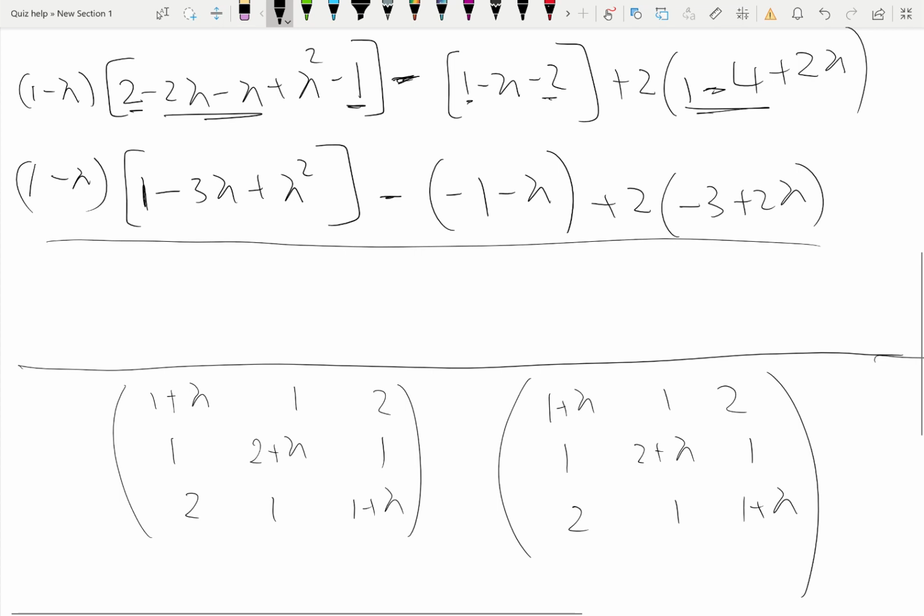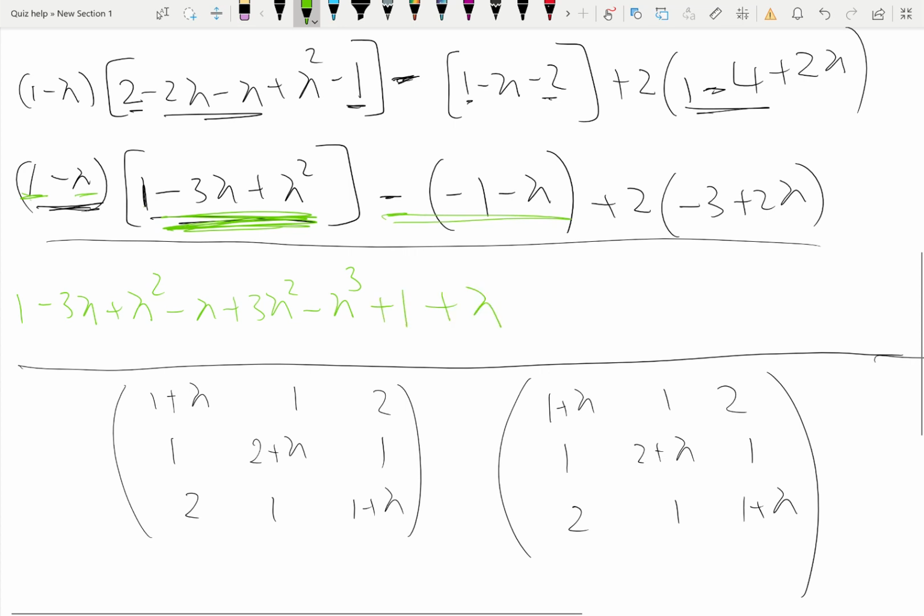So here if you multiply this big term by this big term, what you get is 1 minus 3 lambda plus lambda square. I multiply everything by 1. Now multiply everything by negative lambda. Negative lambda plus 3 lambda square minus lambda cube. Here multiply by negative. Be very careful with the negatives. Plus 1 plus lambda, right? Here negative 6 plus 4 lambda.